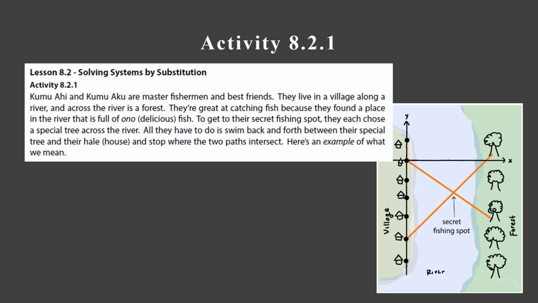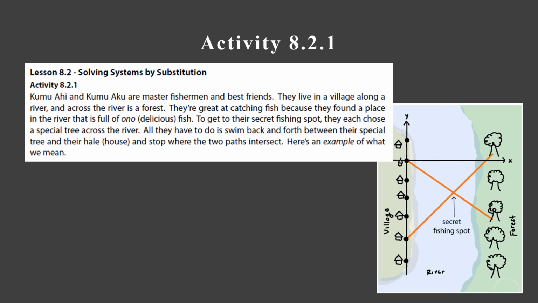Activity 8.2.1 says Kumu'ahi and Kumu'aku are master fishermen and best friends. They live in a village along a river, and across the river is a forest. They're great at catching fish because they found a place in the river that is full of ono, or delicious, fish. To get to their secret fishing spot, they each chose a special tree across the river. All they have to do is swim back and forth between their special tree and their hale, or house, and stop where the two paths intersect.